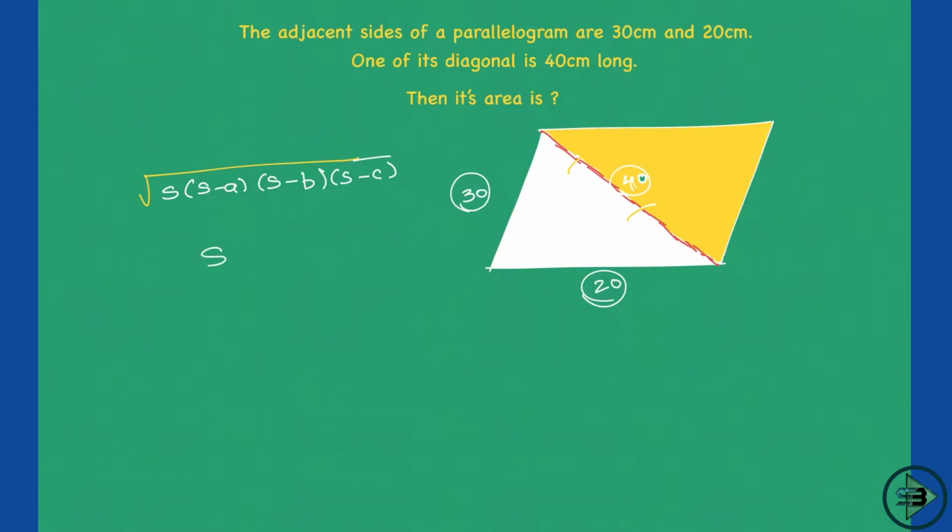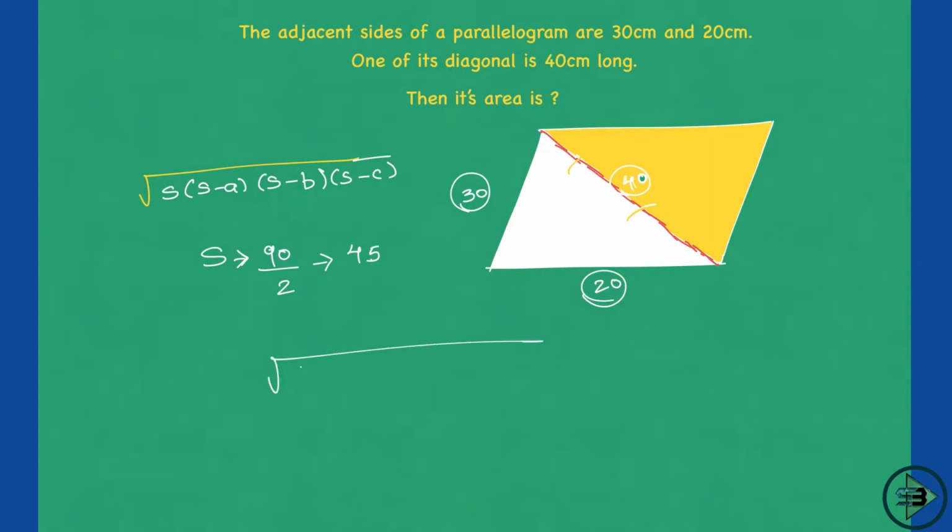So what is s now? s is my semi-perimeter. So add this: 40, 50, 60, 70, 80, 90. So this is 90 divided by 2. So s comes out to be what? 45. Okay, 40, 50, 60, 70, 80, 90. Correct. This is 45. So write it here now.